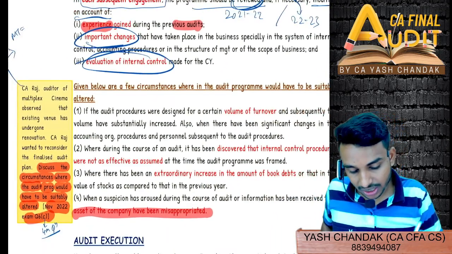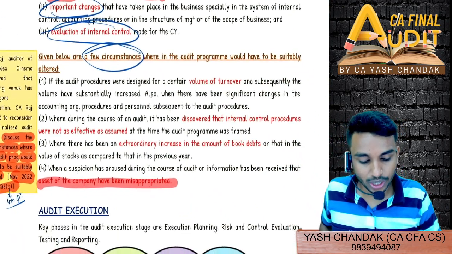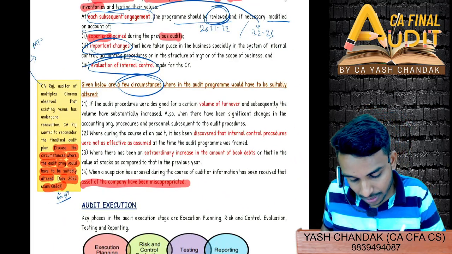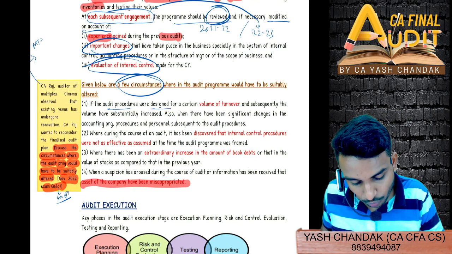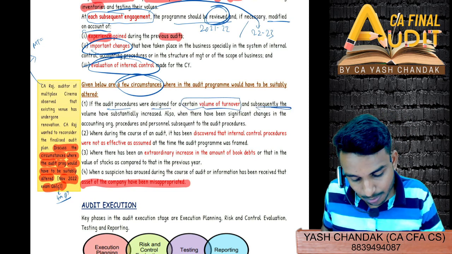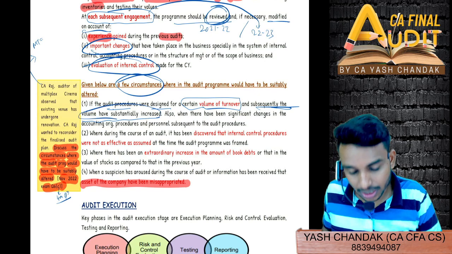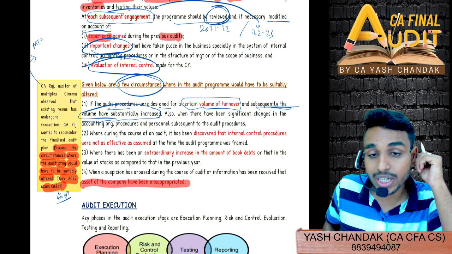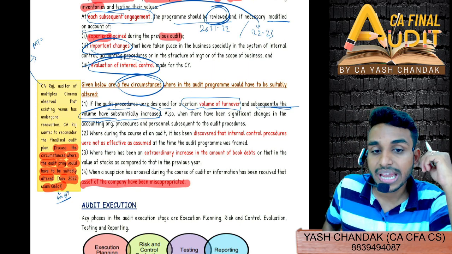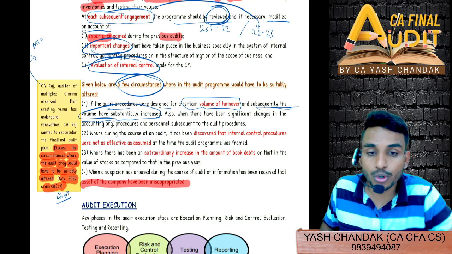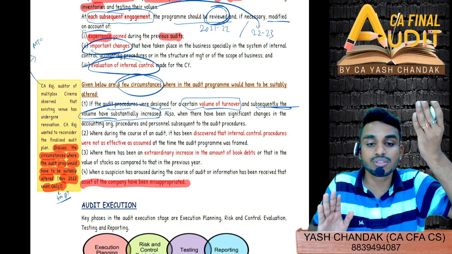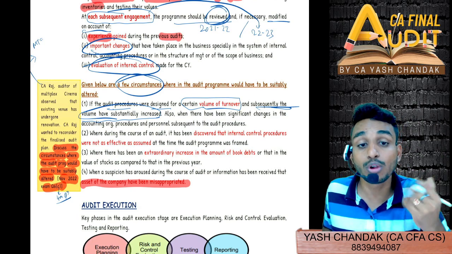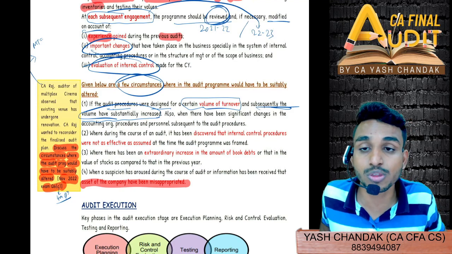Now here they have given a few circumstances where the audit program would have to be suitably altered. For example, if the audit procedures were designed for a certain volume of turnover, and subsequently we get to know that the volume of turnover has increased substantially, we might be required to change our audit procedures and accordingly determine a new audit program for increased audit procedures, or decreased audit procedures, whatever be the case. So the audit program might have to be revised, suitably altered.